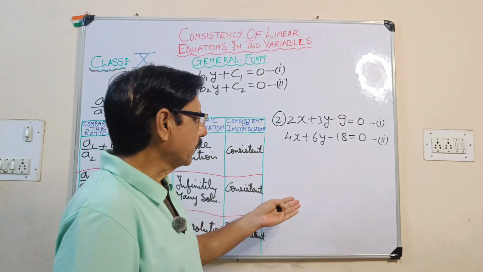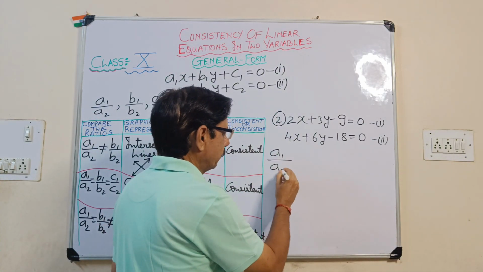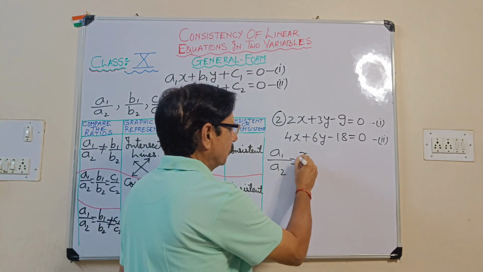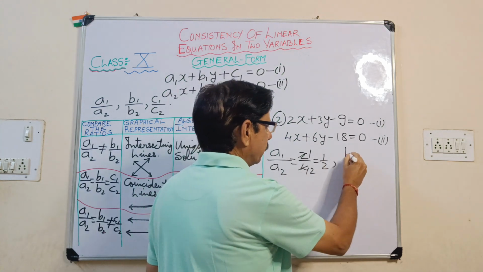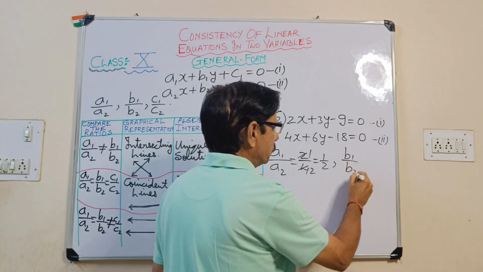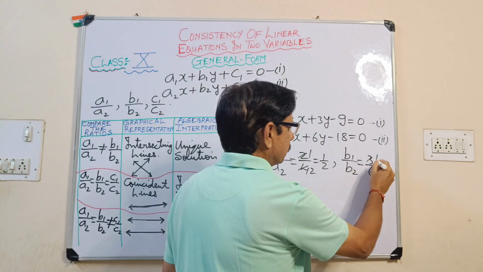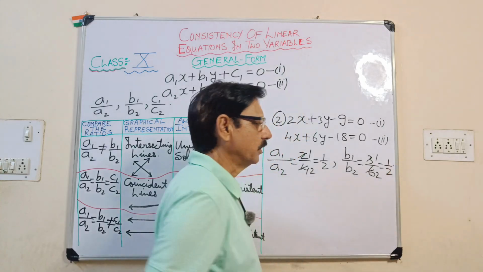Now again, we will quickly check the ratios. a1 by a2 equals 2 upon 4, so 2 ones are 2, 2 twos are 4, so it will be 1 by 2. If I find b1 by b2, here it is 3 upon 6. 3 ones are 3, 3 twos are 6, so that is also equal to 1 by 2.